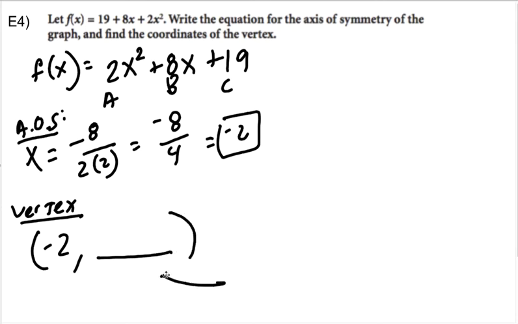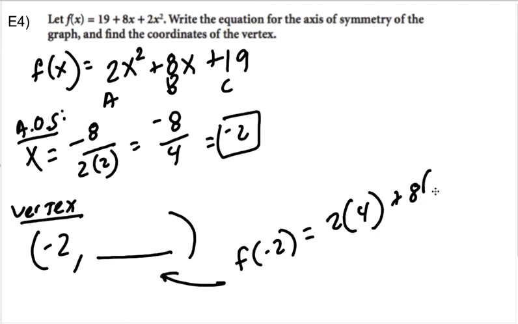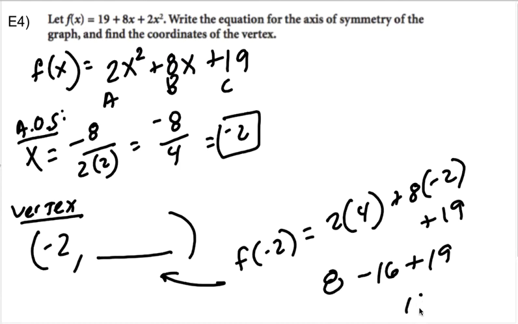The way I find this blank is by finding f of negative 2, which would be 2 times 4 plus 8 times negative 2 plus 19. That's 8 minus 16 plus 19, which should be 11. You can either do the 8 minus 16, which gives you negative 8 plus 19 is 11, or you could recognize that the negative 16 and the 19 nets a positive 3. Either way, you get 11, so that's my vertex.